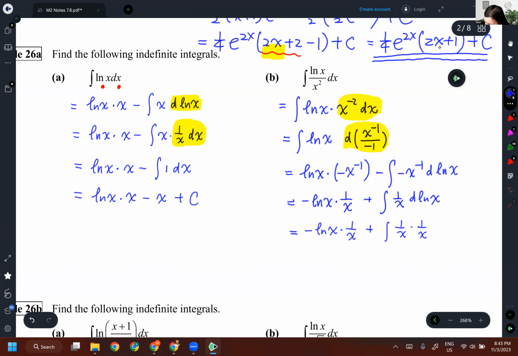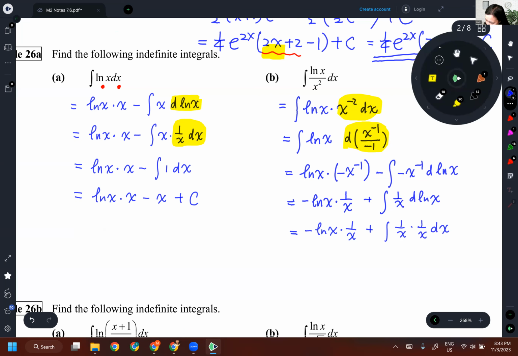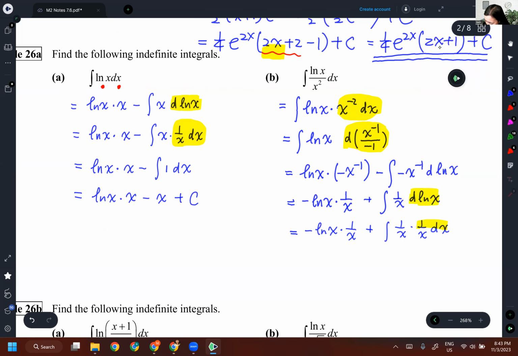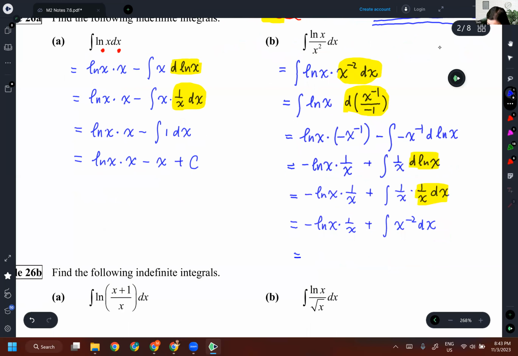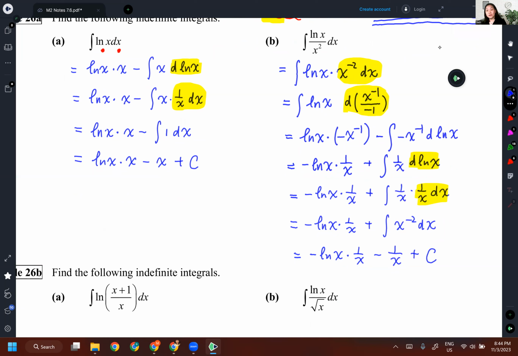This is similar to part A. I have another integration by substitution. D log x changed to 1 over x dx. And then it's negative log x plus x negative 2 dx. And this time when you integrate, you can get the answer. There you go. Is that okay? Are you following?